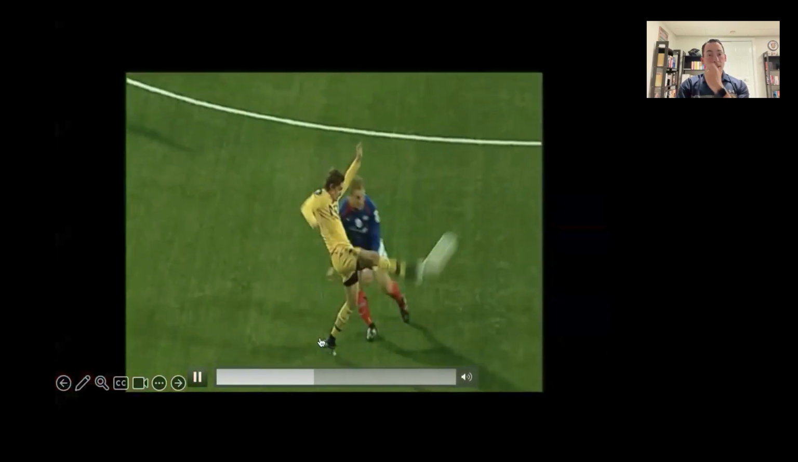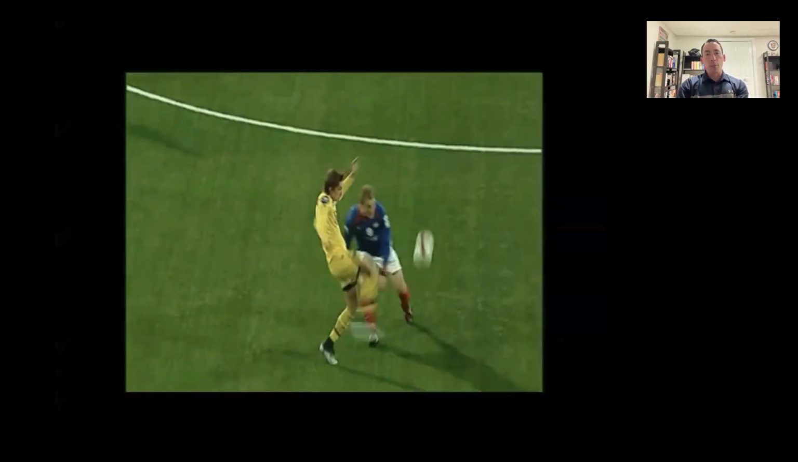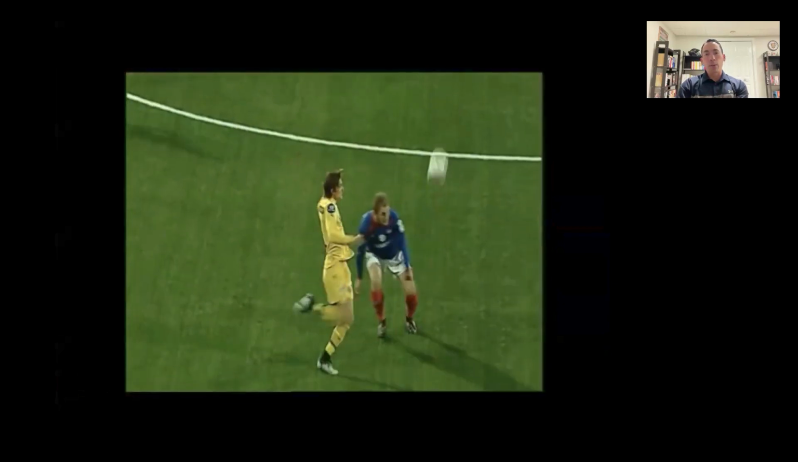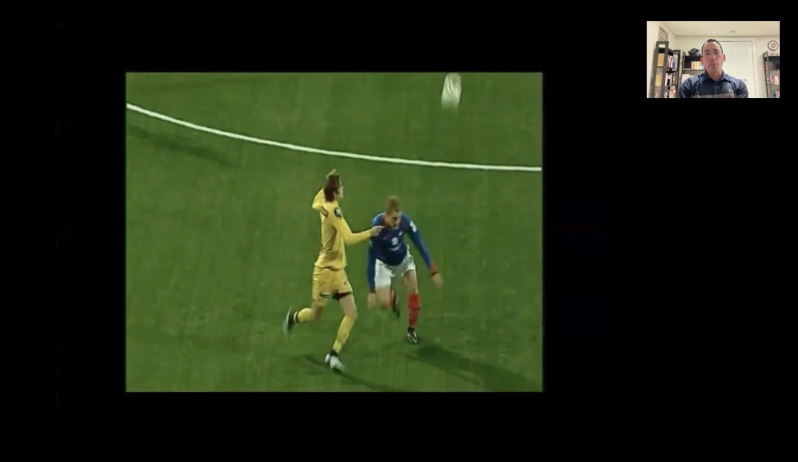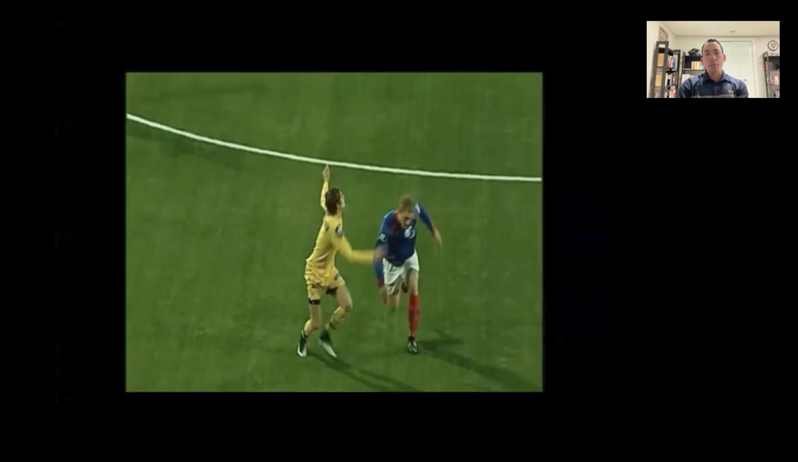All right, now here we have a single leg landing. This one is occurring in soccer. It's the player in yellow that gets injured. It's the right knee that's being injured. It doesn't look like that much initially.